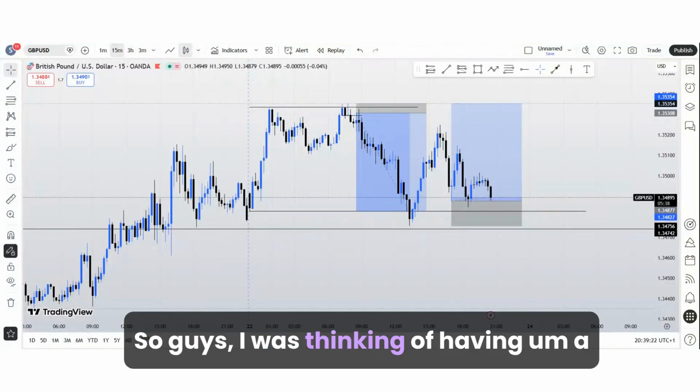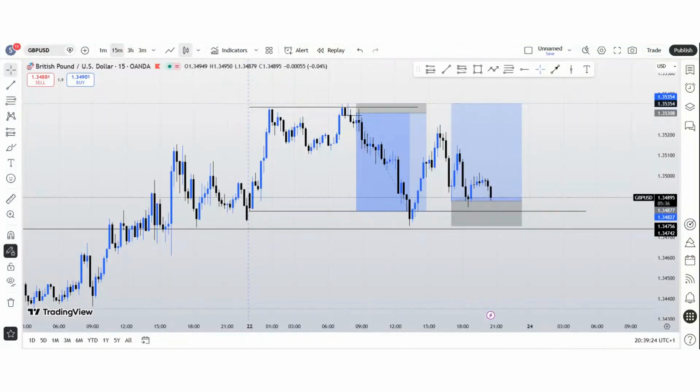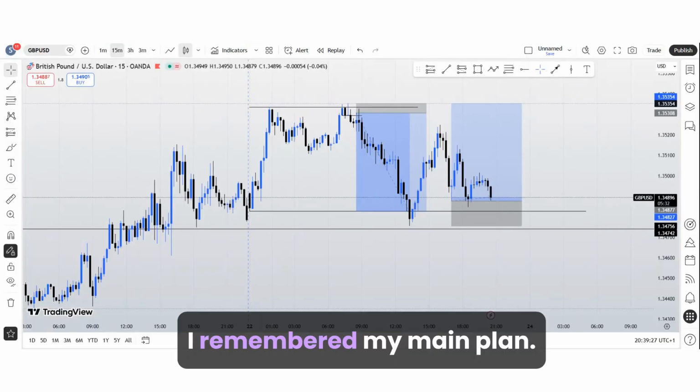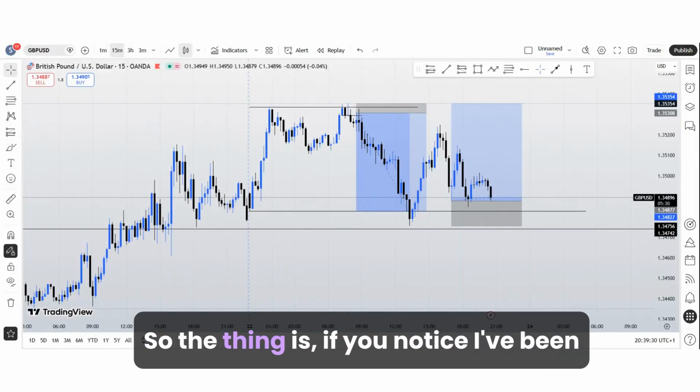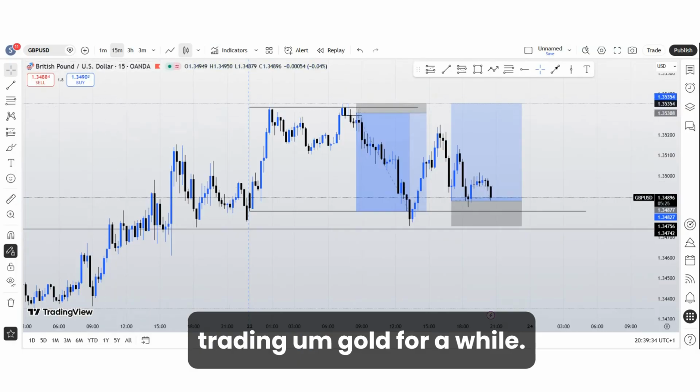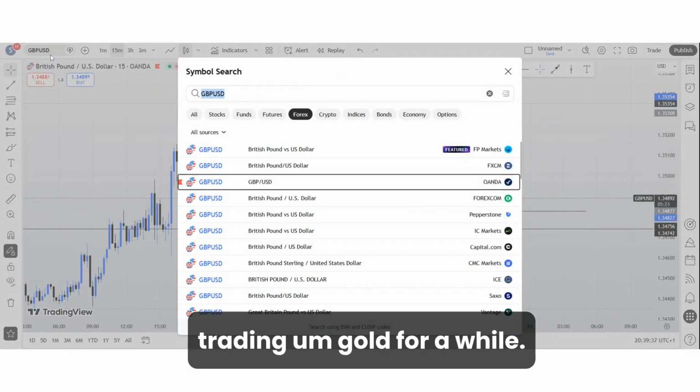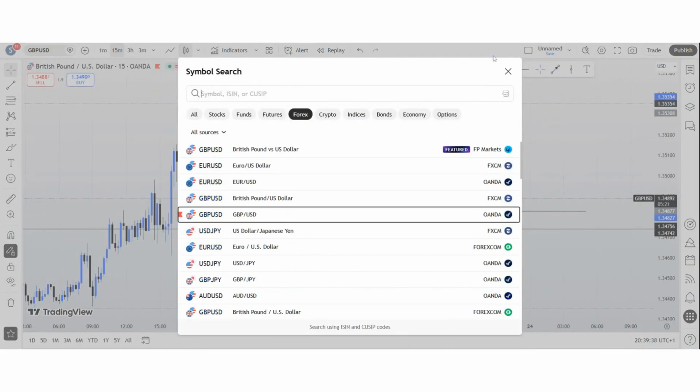So guys, I was thinking of having a plan. Then I remembered my main plan. So the thing is, if you notice, I've been trading gold for a while, not GBP USD.